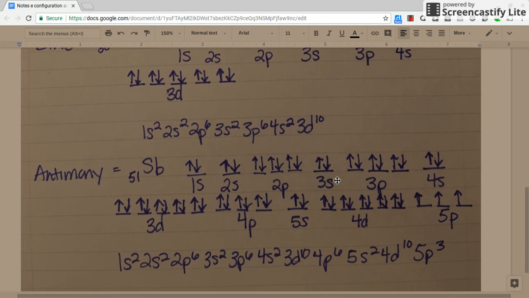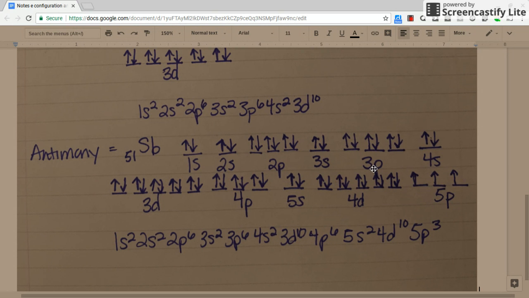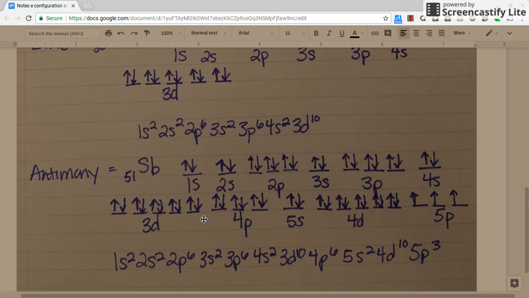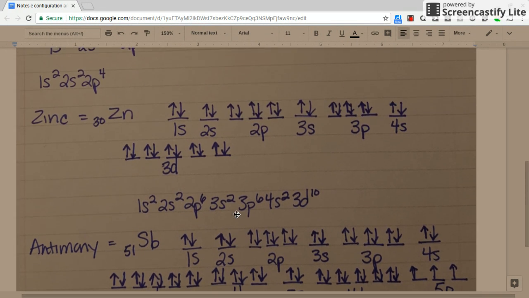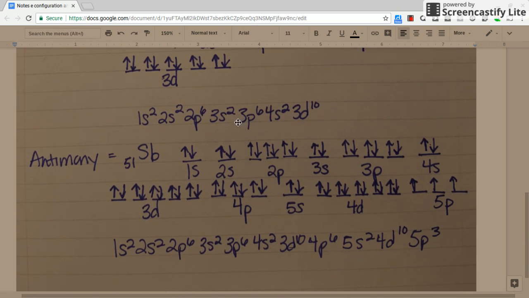We did one more in class. We did antimony. Antimony goes up to 51. So you'll see that we went up to the 3d, just like the last one, just like zinc. Then from 3d for antimony, we went on to the 4p. So we did 3d, and then we did 4p. On the 4p's, on all the p's, you draw 3 lines, 6 electrons. And then we did 5s, and we just keep following the diagram. So after 5s comes 4d, and after 4d comes 5p.